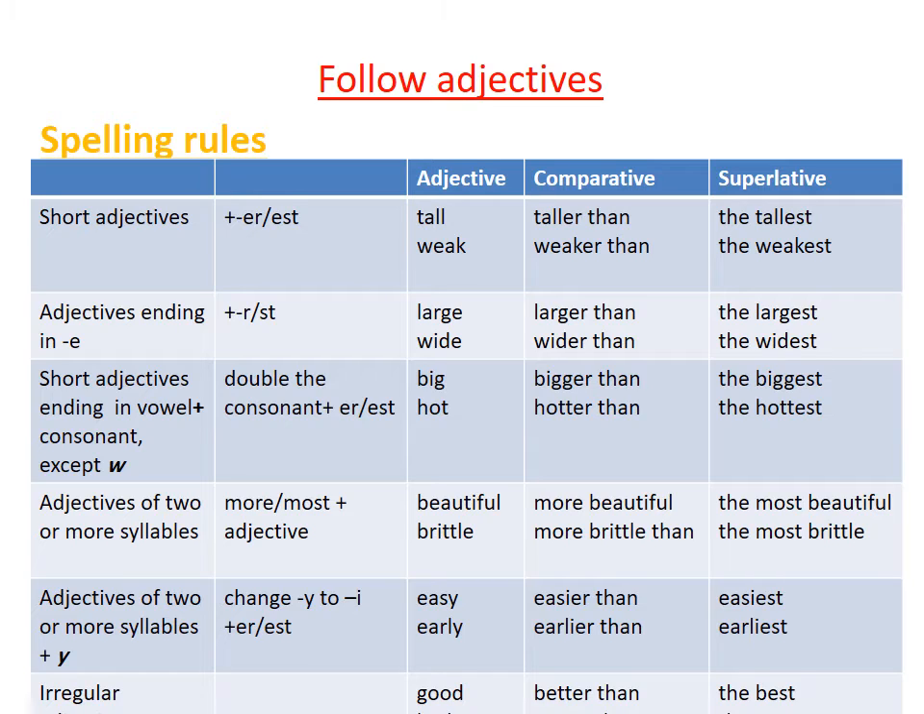So if the adjective is short and it ends with a consonant preceded by a vowel, and the vowel should be one, by the way, not more than one vowel, the rule says: double the consonant, then add er and est. نضعف الكونسونانت ثم نضيف ER ونضيف EST.